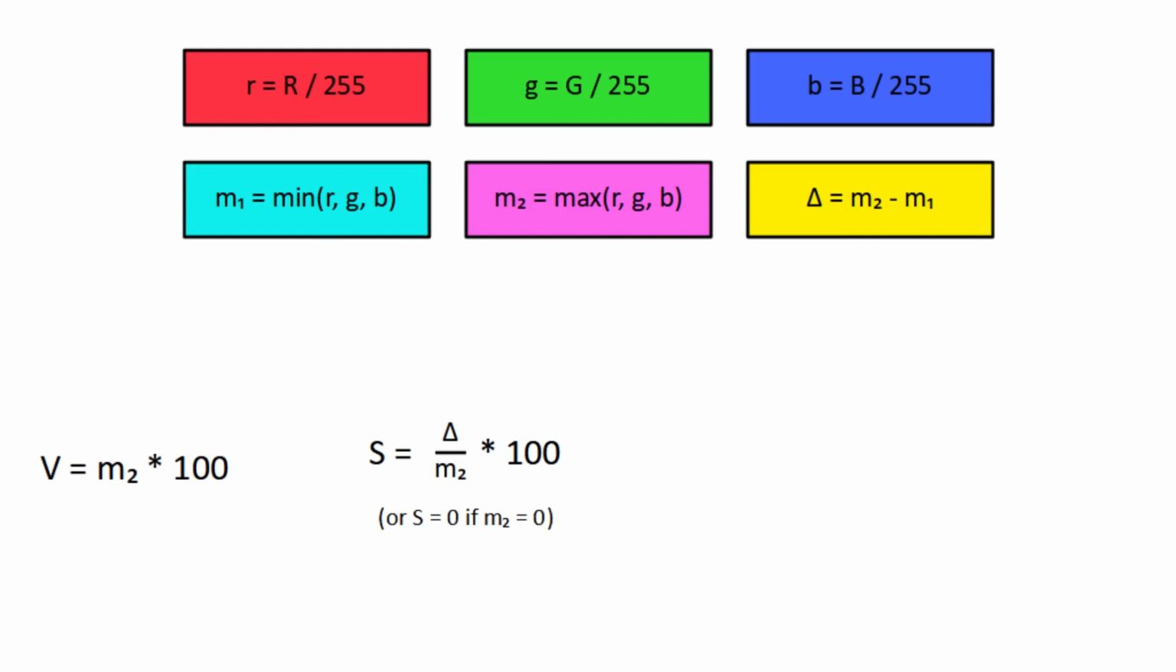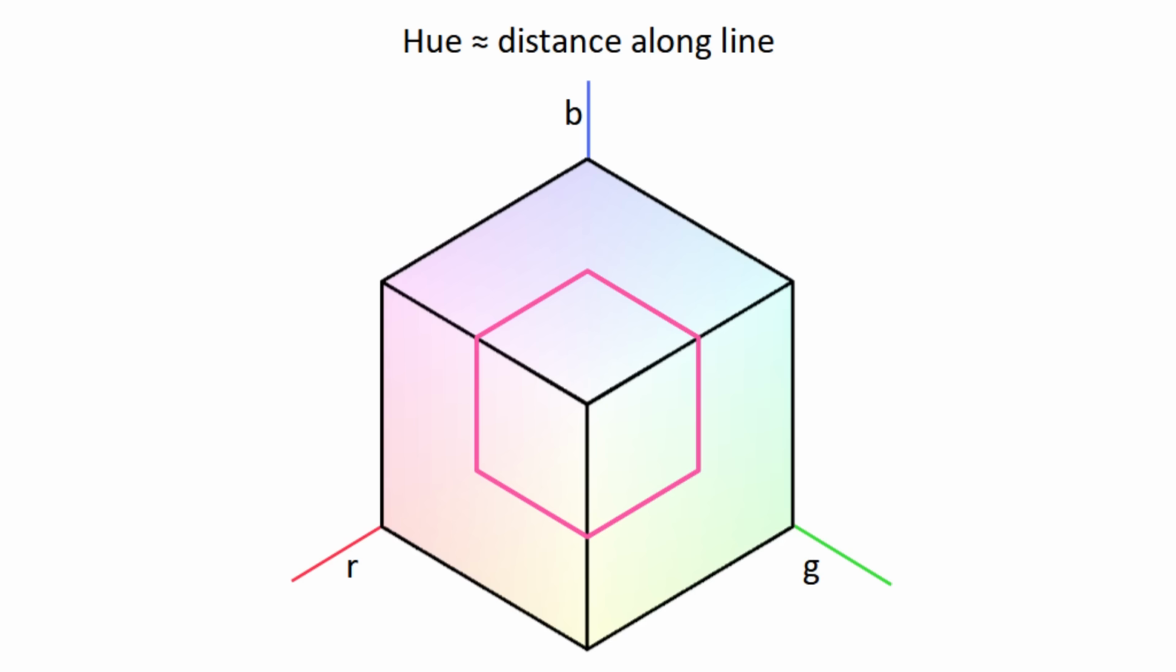Lastly, there's hue. It basically represents distance along this triple L, where we start on the red face and move anti-clockwise. The length of any 1/2 L is equal to delta, so if we divide the distance by delta, it will range from 0 to 6.